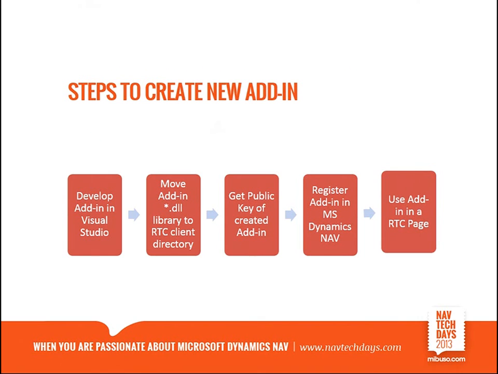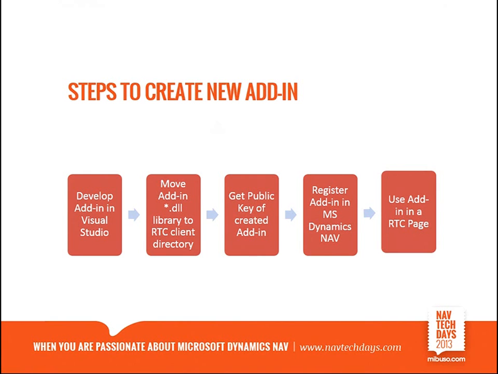So now imagine that we want to create a very, very simple add-in. Which steps do we need to do? First, we develop an add-in in Visual Studio, and the result of the add-in is just a plain DLL library. It's a client library, and then we move the add-in DLL library to our RTC client directory. One thing which is great is that you do not need to install the DLL libraries into the machine using some tools. You just copy and paste it, and that's it, and it works.